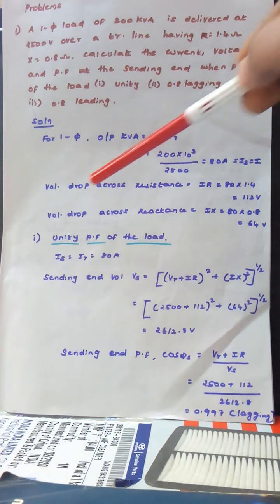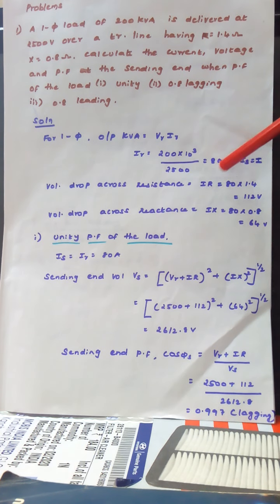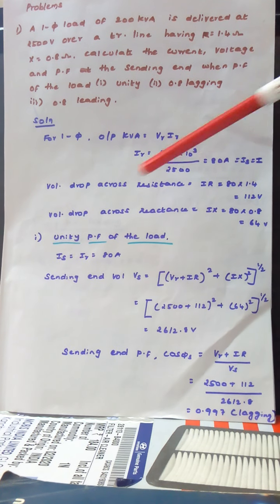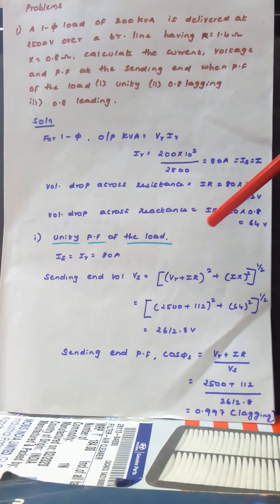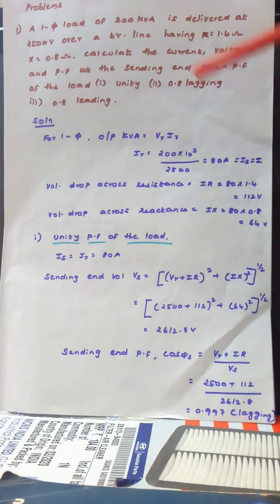So here we are finding out the voltage drop across the resistance, I into R. So current is 80 into the R value they have given, 1.4. So it is 112 volt. Similarly, we have to find out the voltage drop across the reactance, that is I into X. So it is 80 into the X value they have given, 0.8. So it is 64 volt.